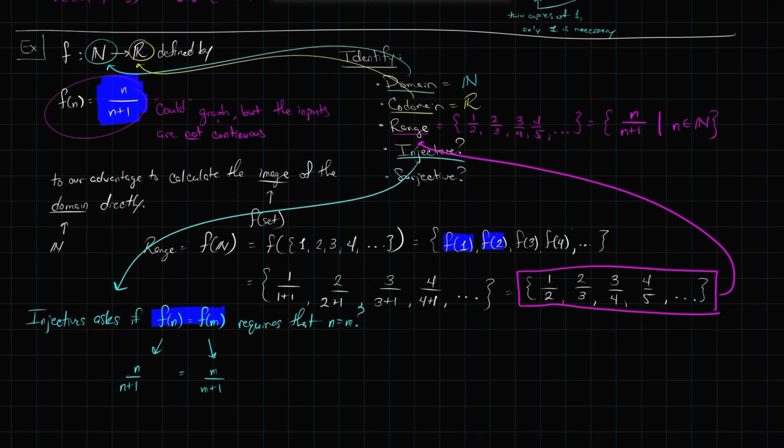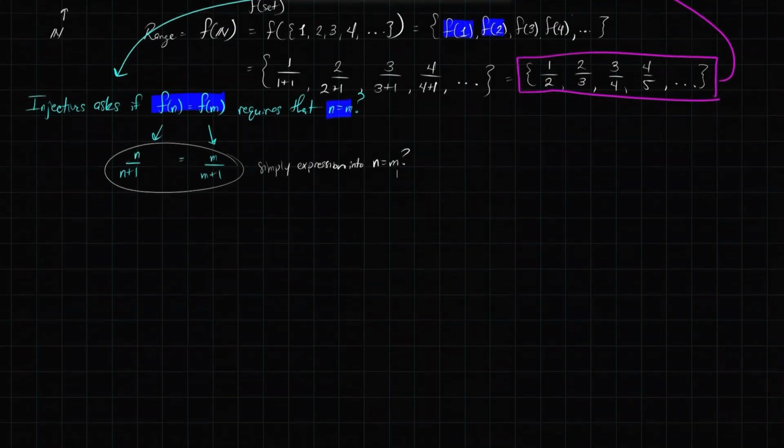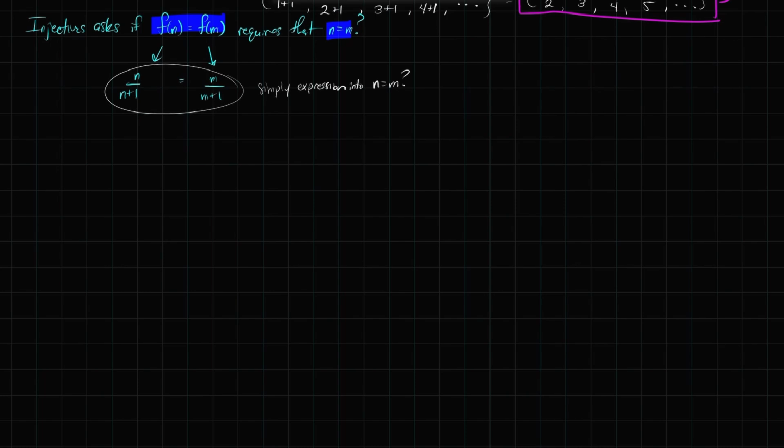Does that identity require that n equals m? Let's see if we can make it happen. Let's see if we can simplify the expression into n equals m. If we can pull off a simplification of this expression into n equals m, then we find out that we are injective. So let's try. We'll cross multiply. That's what happens when we've got fractions equal to each other. So now we have n times (m plus 1) equals m times (n plus 1). We can distribute everything. So we have nm plus n equals mn plus m.